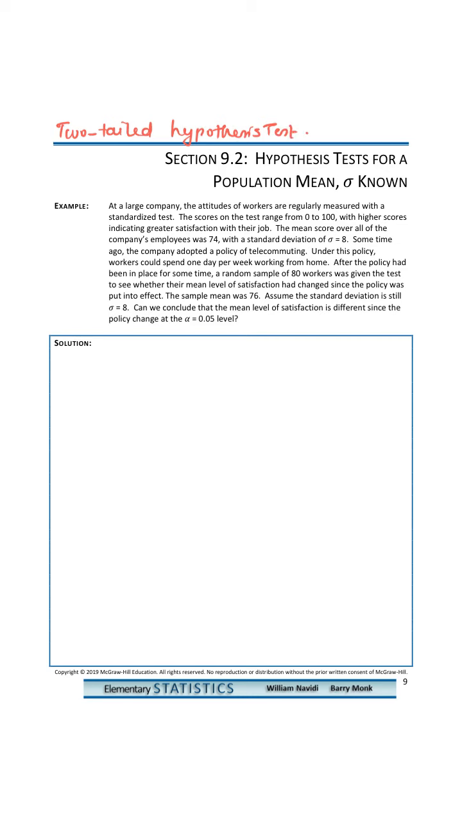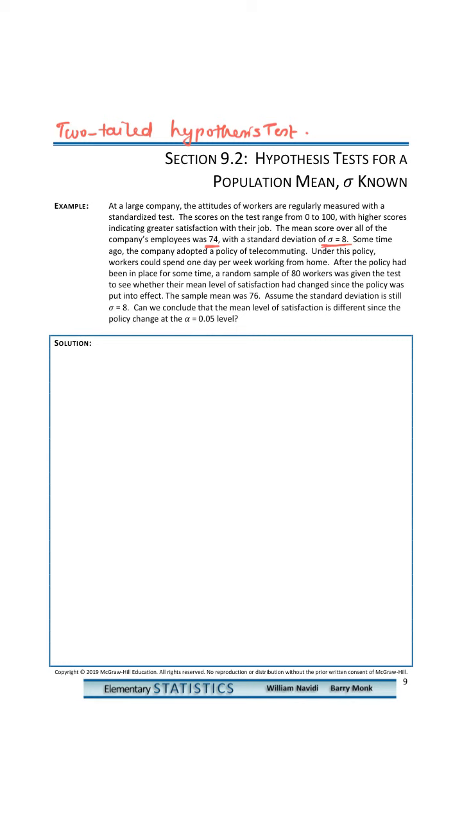At a large company, the attitudes of workers are regularly measured with a standardized test. The scores on the test range from 0 to 100, with a higher score indicating greater satisfaction with their job. The mean score over all the company's employees was 74, with a standard deviation of 8. Some time ago, the company adopted a policy of telecommuting, and under this policy, the workers could spend 1 day per week working from home.